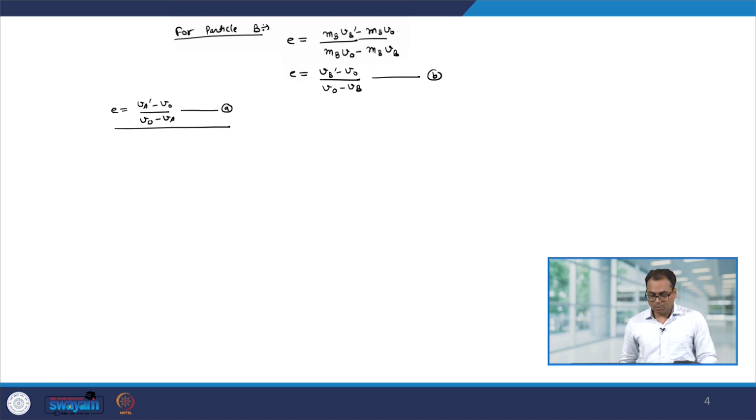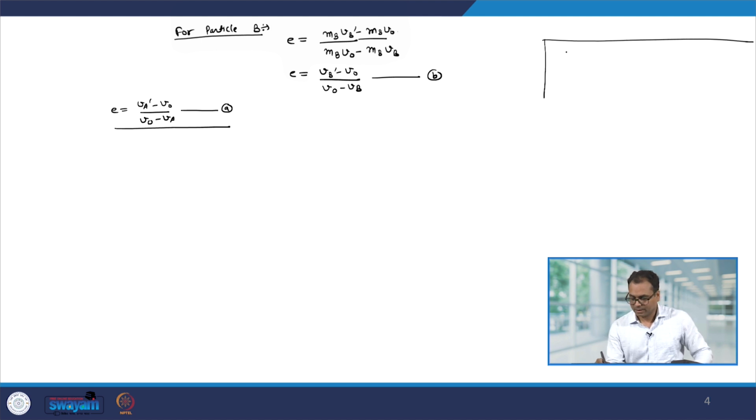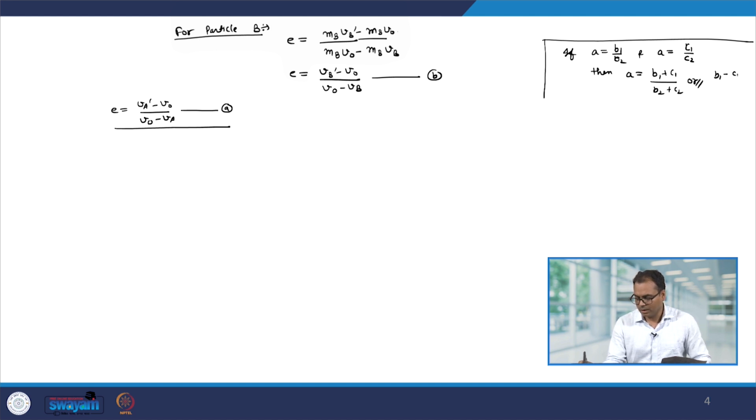Now, here the unknown is V_0, because that is something that we do not have access to, therefore, we have to eliminate V_0. We can eliminate V_0 from equation number A and B if we use the identity that if you have a quantity A which is B1 over B2 and the same quantity A is equal to C1 over C2, then I can write down A as (B1 plus C1) over (B2 plus C2), or I can write down (B1 minus C1) over (B2 minus C2). Okay. This we can prove very easily.